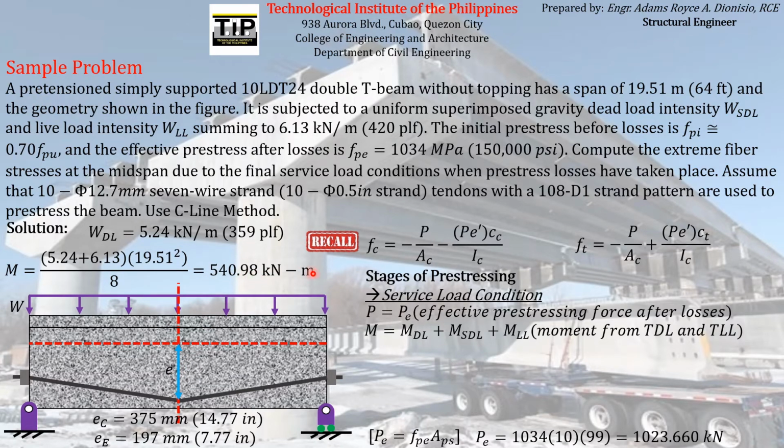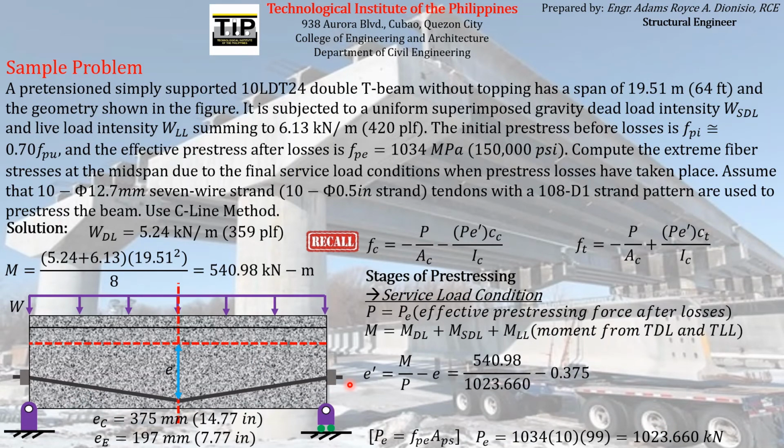you will find this value, 540.98 kilonewton meter. So now, since we already know the M, and since E, the eccentricity at midspan being considered, is given also, we can already compute for the value of E prime, which is the distance of the total compressive stress with respect to the neutral axis or the centroid, which is equal to this formula, M over P minus E, wherein the M is equal to this, P is the effective force, which is this, and E is the given eccentricity here, 375 mm.